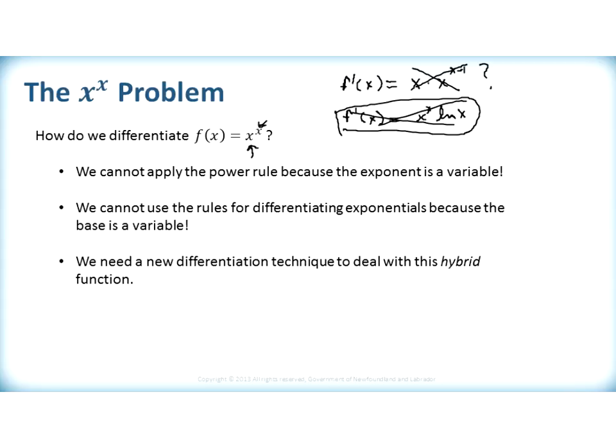So what do we got here? We got a really strange function. We cannot apply the power rule because the exponent is variable. We cannot use the rules for differentiating exponentials because the base is a variable. Well, have no fear. We're going to develop a new differentiation technique to help us deal with this hybrid function that runs on both electricity and gasoline. No, sorry, it's not the same thing at all.